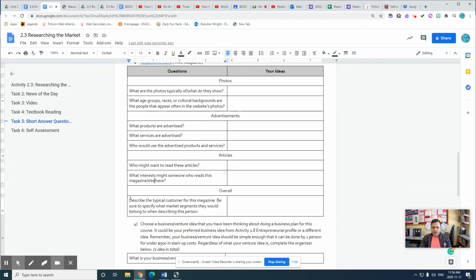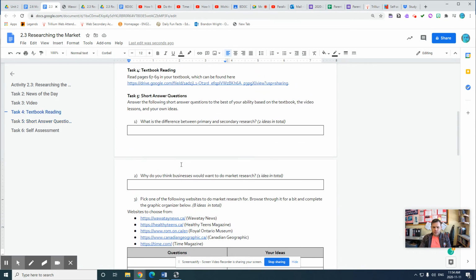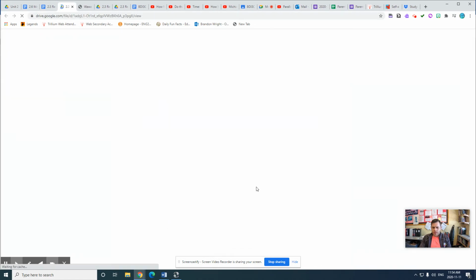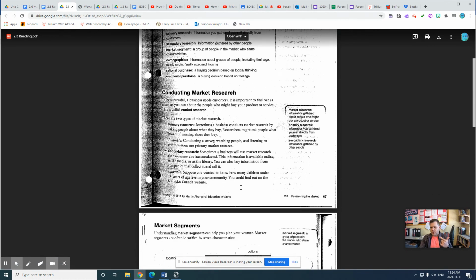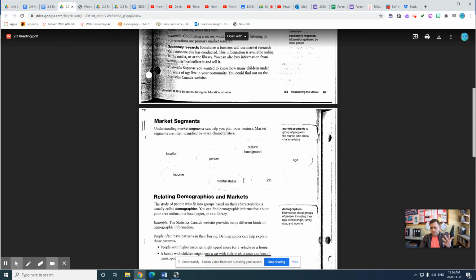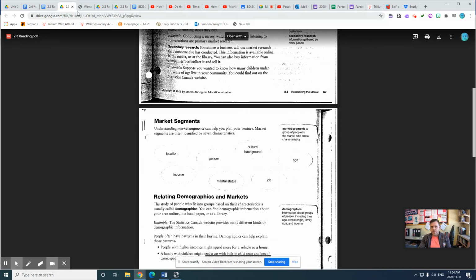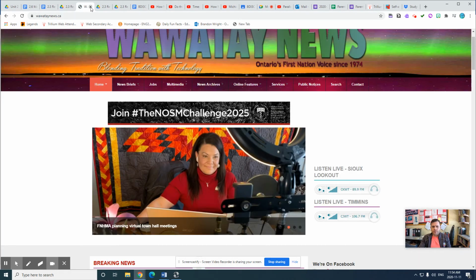Then finally, tell me who the typical customer of this magazine or website would be. And be sure to specify what market segments this person would belong to. So remember, market segments, if we go back here, they are, tell me what ages, cultures, races, jobs, marital statuses, or incomes. Describe in detail who the typical reader of that site would be. Or let's say Wawate News.